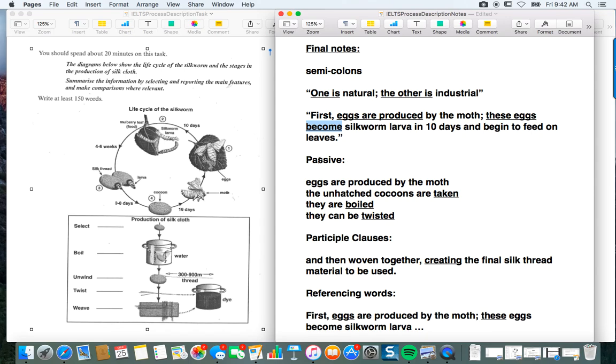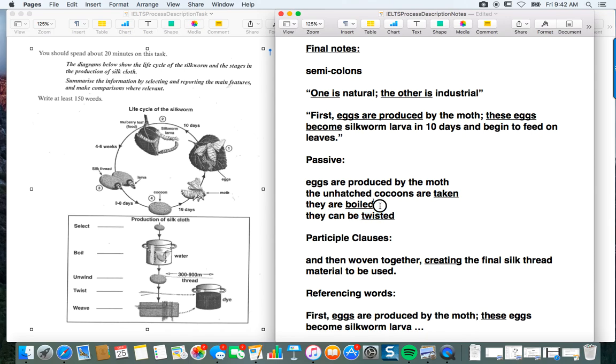Learn that. Very useful. Of course, you need to know your passive verbs. That means you've got your be verb and your past participle. Eggs are produced by the moth. The unhatched cocoons are taken. They are boiled. They can be twisted. They can be woven.